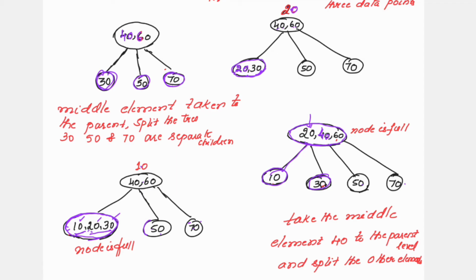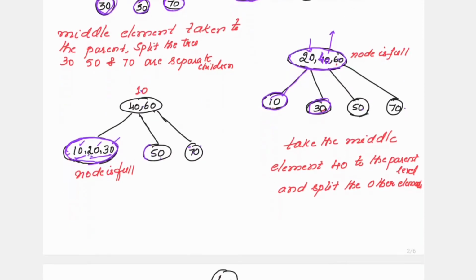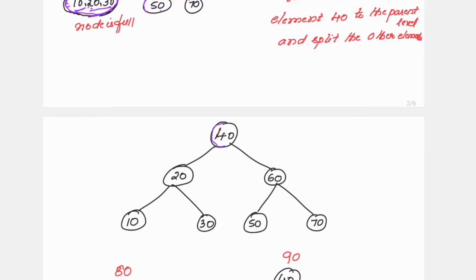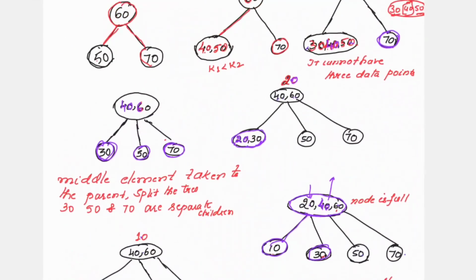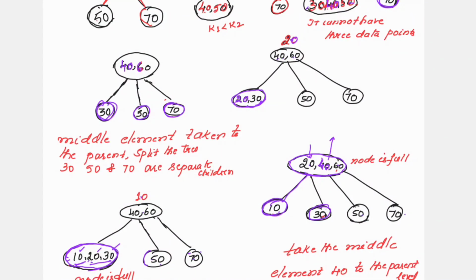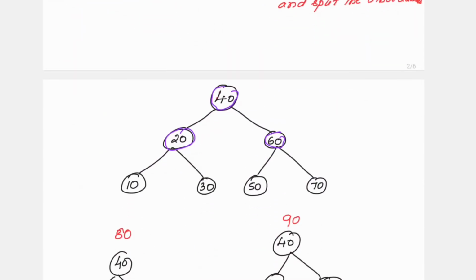What is the procedure? 40 to be pulled to the root level, 20 and 60 to be separated. So here you can see 40 we have pulled it up, 20 and 60 we have separated it out, and as well the other nodes which were there at the bottom level, that is the leaf level 10, 30, 50, 70, those nodes have taken their position properly.